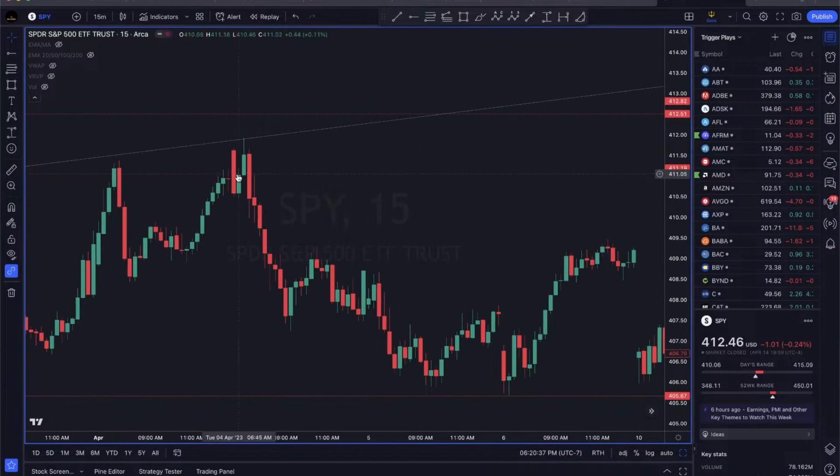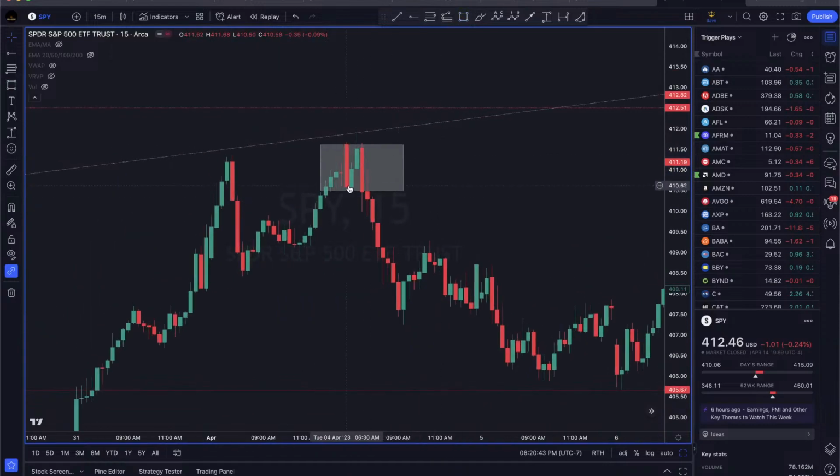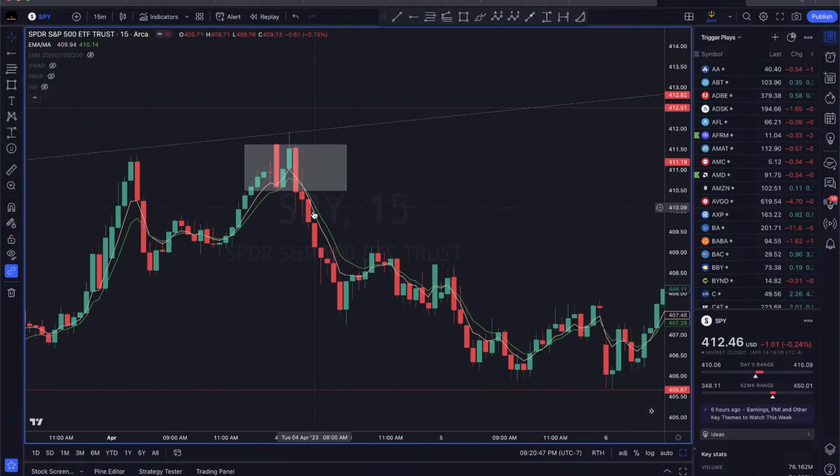So perfect setup again. Opening range right here, 630 50-minute opening range, broke down. What happened? Retested it, dumped it back down, and then you go into 50-minute time frame. Candles not closing above, easy to catch a big move.